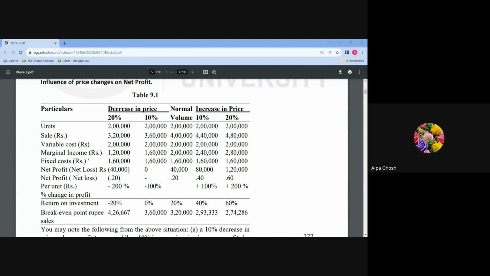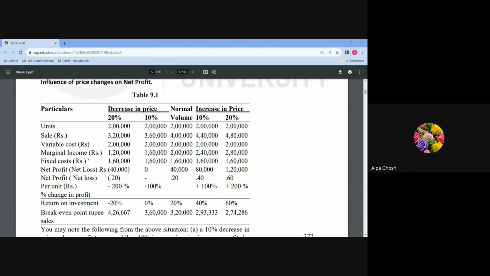Now, when you have variable cost, what is marginal income? Marginal income is sales minus variable cost. Sales is 4 lakh 40,000. Variable cost is 2 lakh. So, the answer is 2 lakh 40,000. Your marginal income is 2 lakh 40,000. Marginal income minus fixed cost, which is 1 lakh 60,000. So, your answer is 80,000.